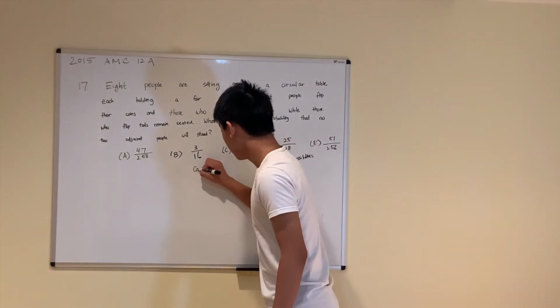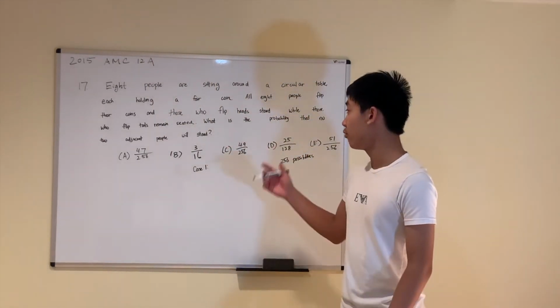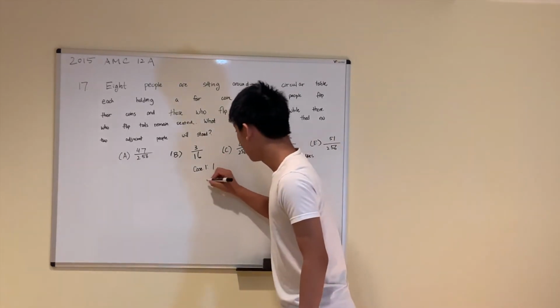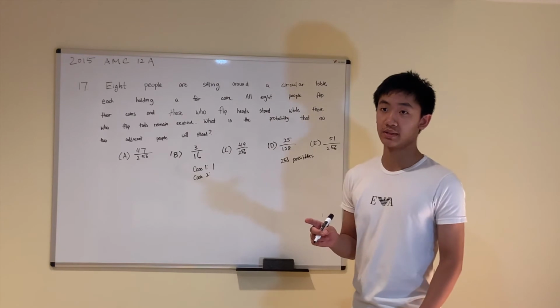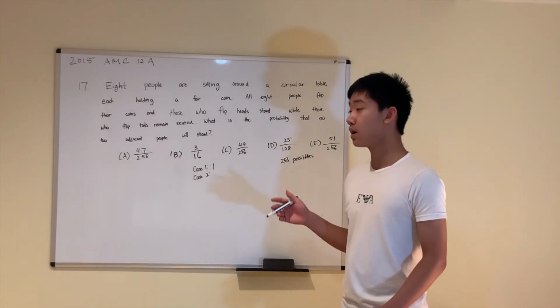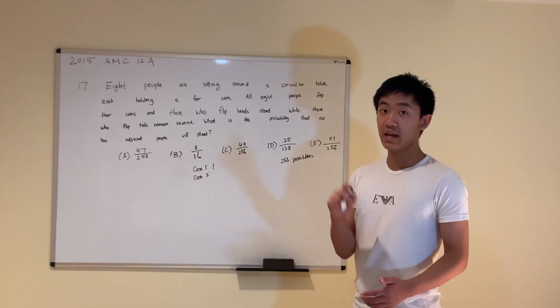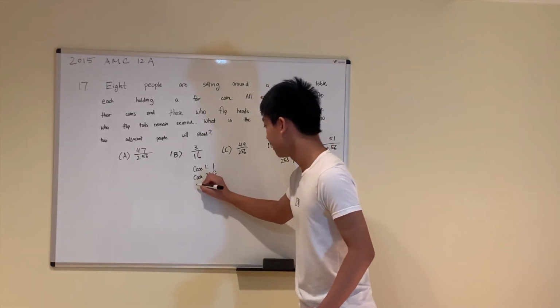We can say case 1 is that nobody stands, and everyone flips tails. And there's obviously only one way that happens. Case 2 is that only one person stands. So if one person stands, obviously you can't have 2 adjacent people who stand. So each of the 8 people can stand, so there's 8 different possibilities.